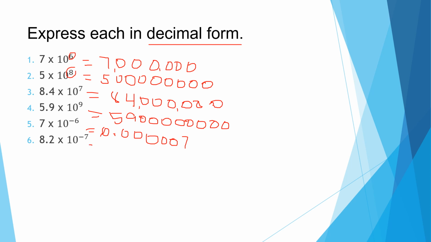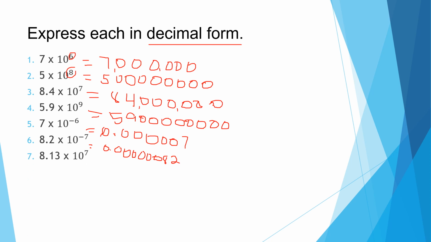Okay, let's continue. So we have also negative here. So let's start again from 0. So 8.2 times 10 raised to negative 7. So we have 1, 2, 3, 4, 5, 6, and then we have to put 8 and 2. All right. So 2. Okay, that's the answer.